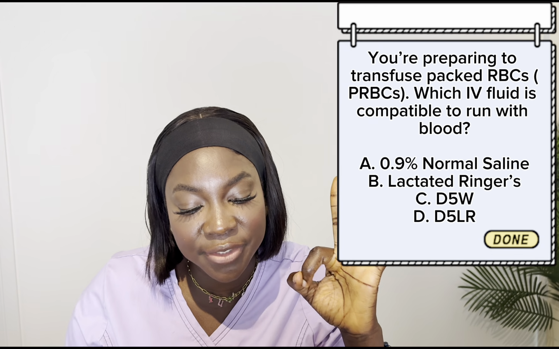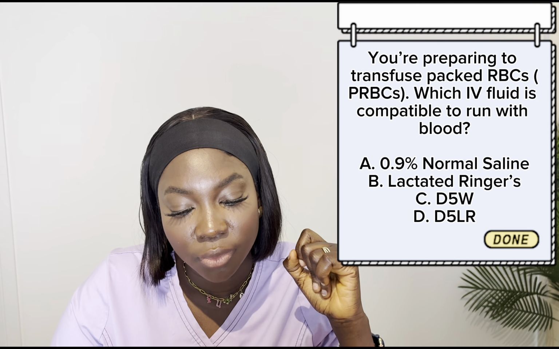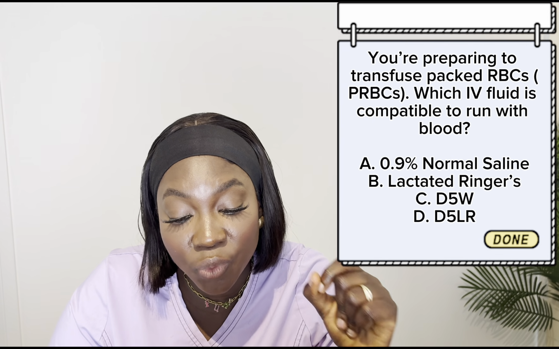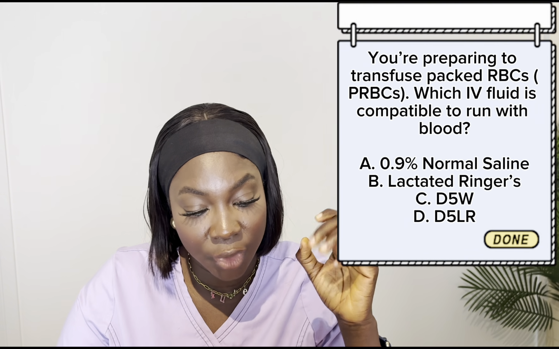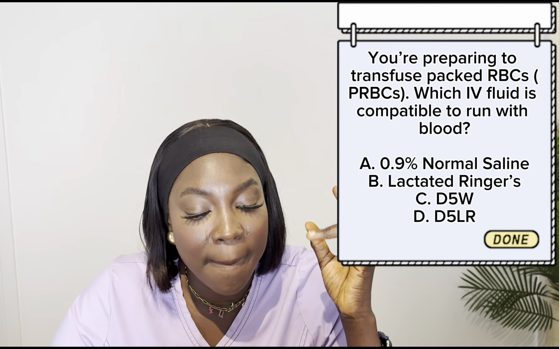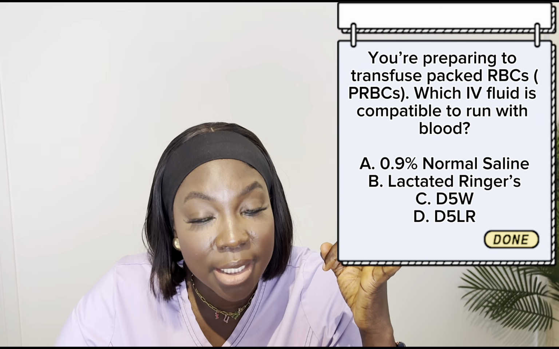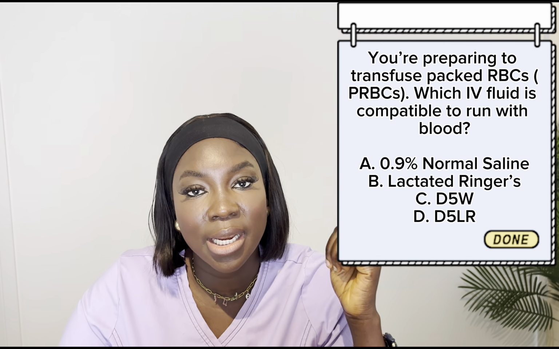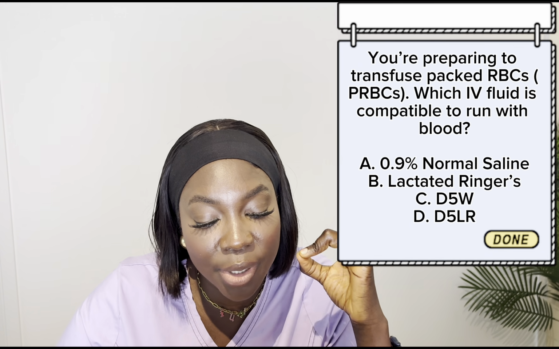Okay? Now the next question. You are preparing to transfuse packed red blood cells. Which IV fluid is compatible to run with blood? A, 0.9 normal saline. B, lactated Ringer's. C, D5W, and D, D5LR. And the right answer is A, 0.9 normal saline.